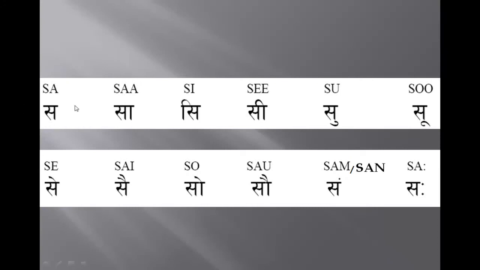Okay, so you try once. Yeah, that's good. Sa, right? And this? Good. Si. And this? Si, for a longer time. Good. And this? Su. And this? Exactly. Su, for a longer time. Good. So. Yeah, good. You can pronounce both sun as well as sum. Good. And sa.